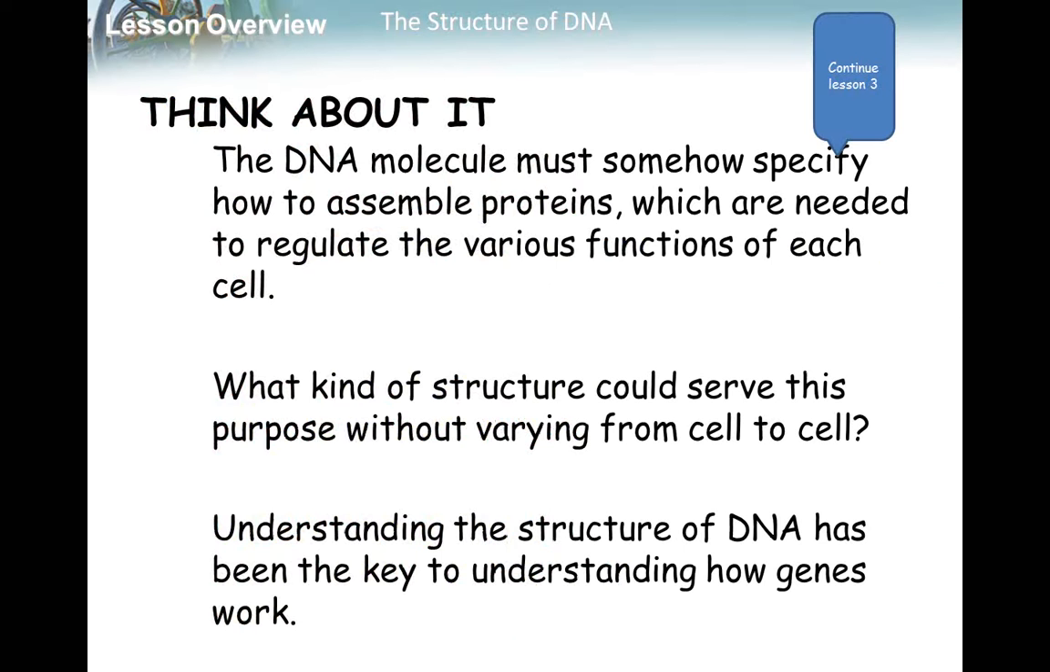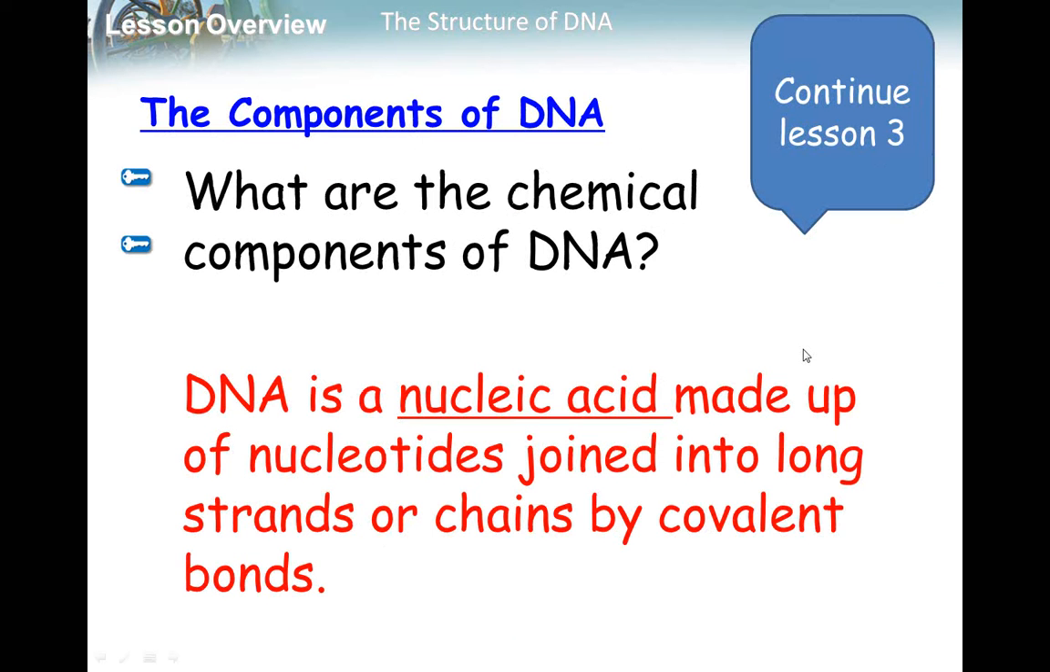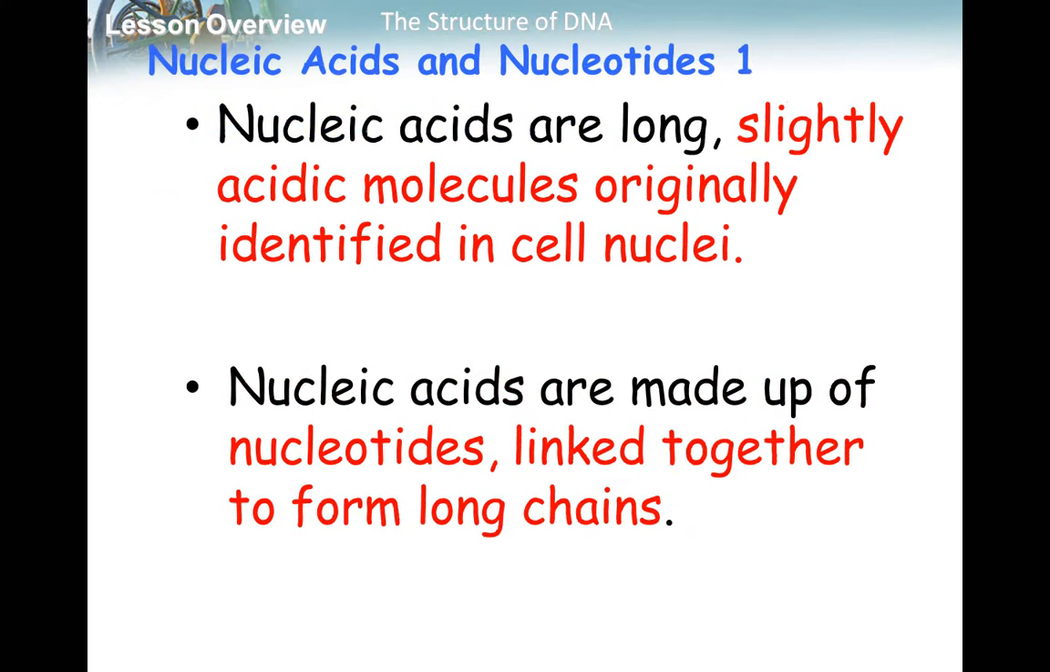The structure of DNA. DNA is a nucleic acid made up of what we call nucleotides, joined in long strands by covalent bonds. Nucleic acids and nucleotides. Nucleic acids are long, slightly acidic molecules, originally identified in the nuclei of the cell. They're made up of what we call nucleotides that are linked together in long chains.